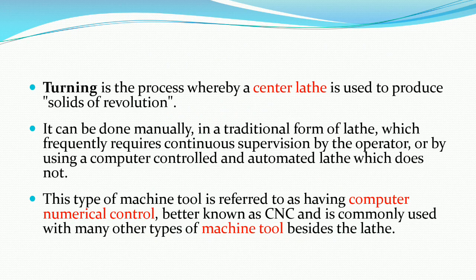Turning. Turning is the process whereby a central lathe is used to produce solids of revolution. It can be done manually in a traditional form of lathe, which frequently requires continuous supervision by the operator, or by using a computer controlled and automated lathe, which does not. This type of machine tool is referred to as having computer numerical control, better known as CNC, and is commonly used with many other types of machine tool besides the lathe.